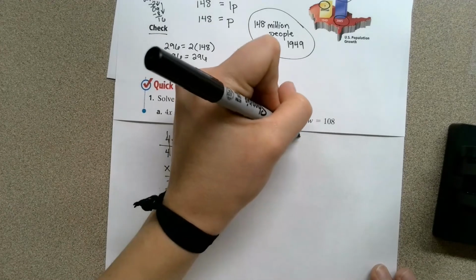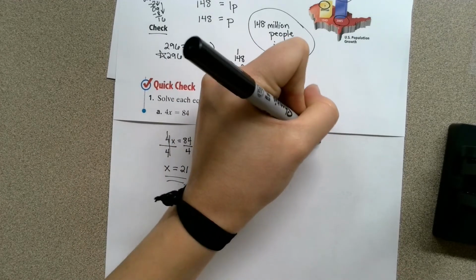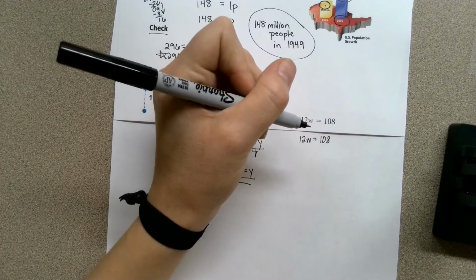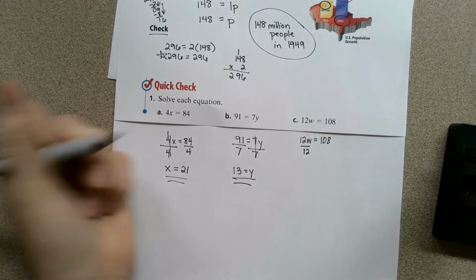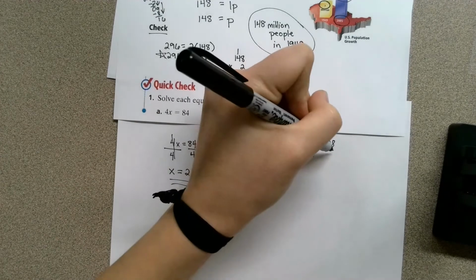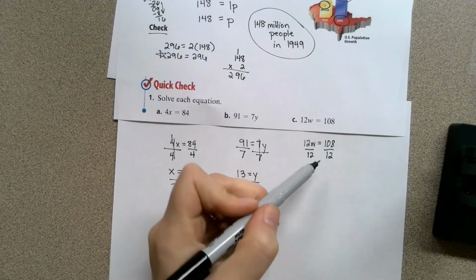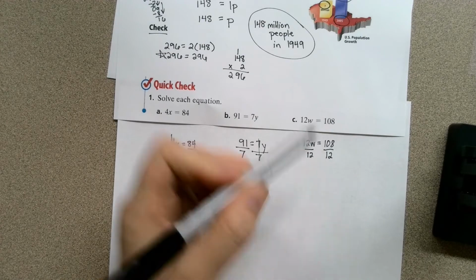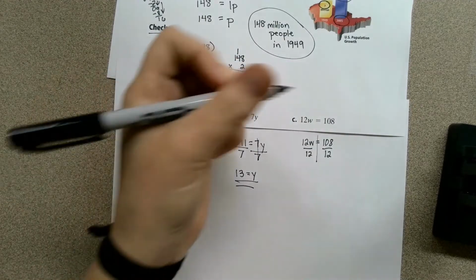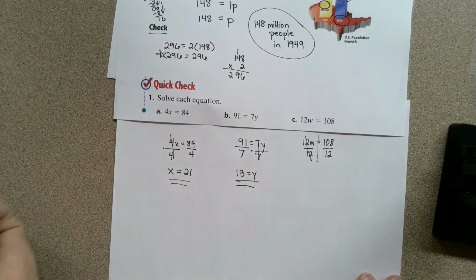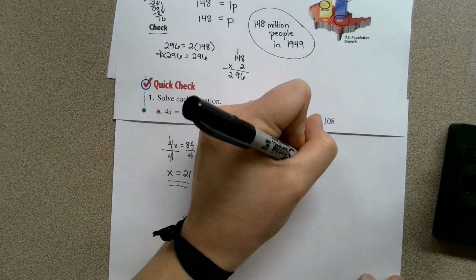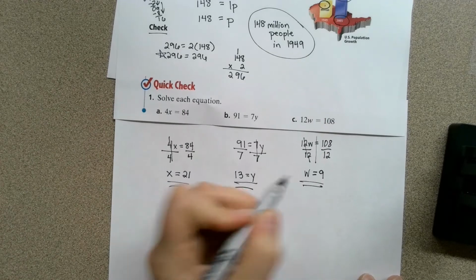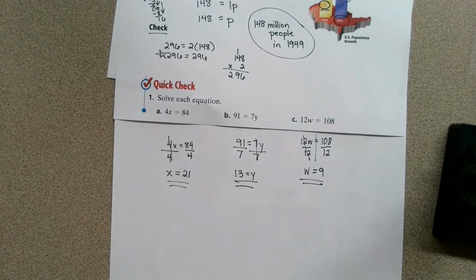And then for our last one, 12w is equal to 108. We're going to show that we're dividing by 12 on both sides, because right now it's multiplied by 12. So using inverse operations and our property of equality on both sides of our equal sign, that'll give us a 1, 12 divided by 12 is 1, leaving us with just w is equal to, this time it's 9 for our answer. So that's using division to solve an equation.